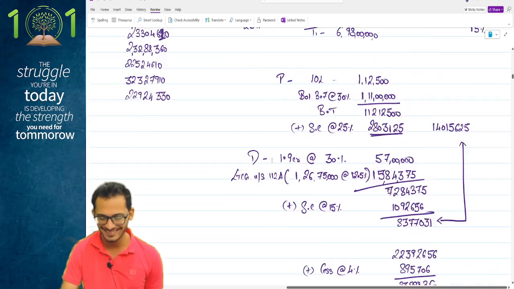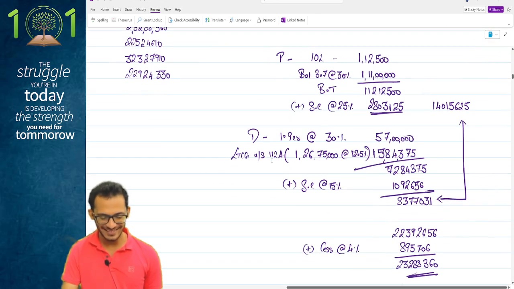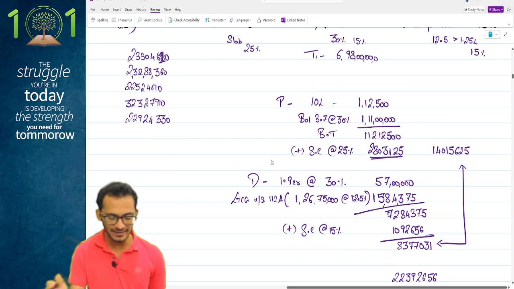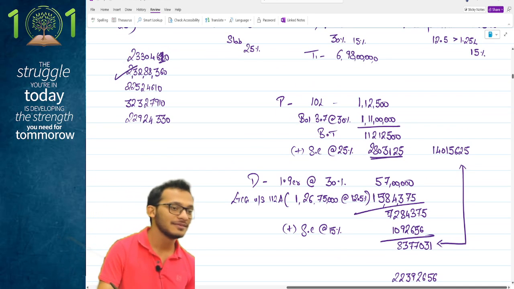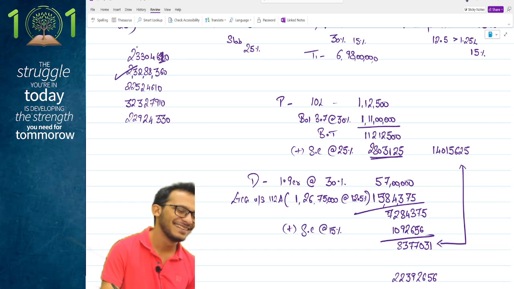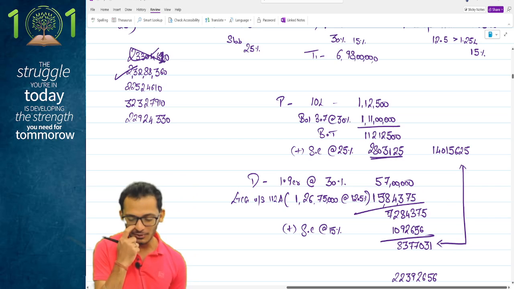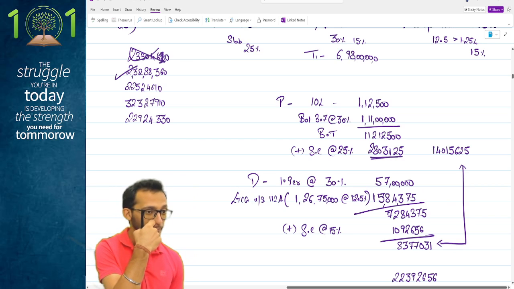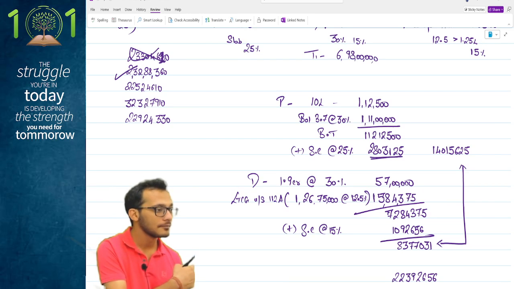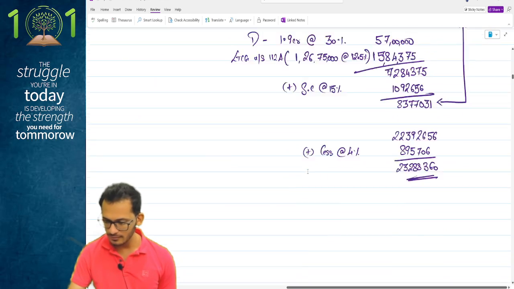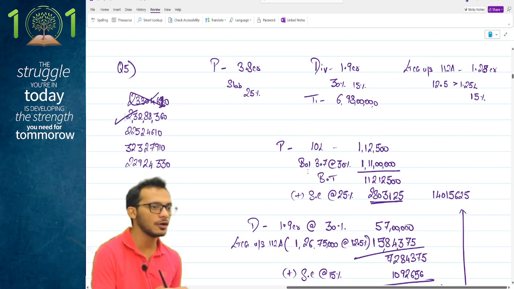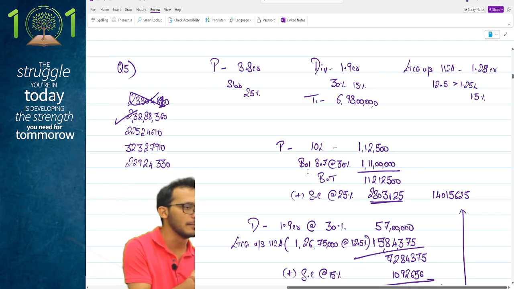What the hell? So 23,28,88,360 is the right answer. 23,30,46,110. The second one is correct. Why? Is that the answer? What is 22,52,460? Who got that number? This was the old number, is it?